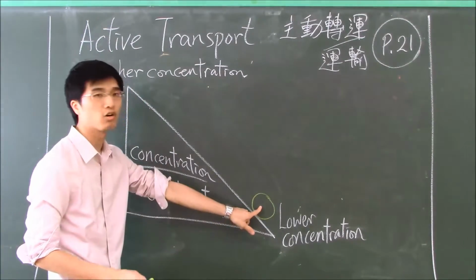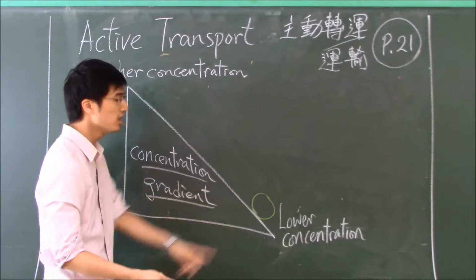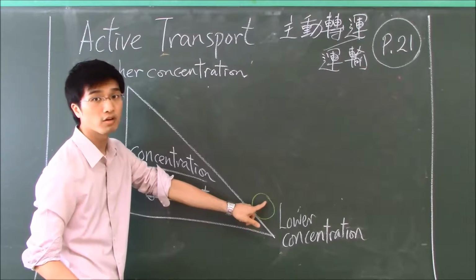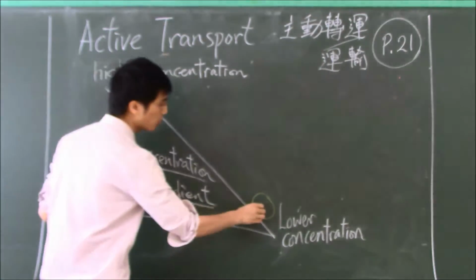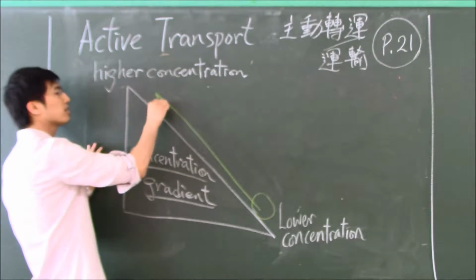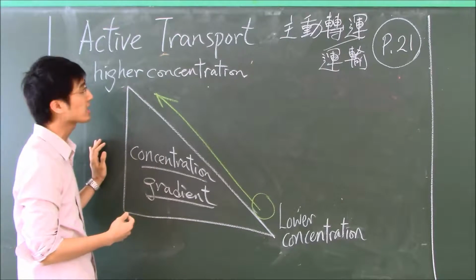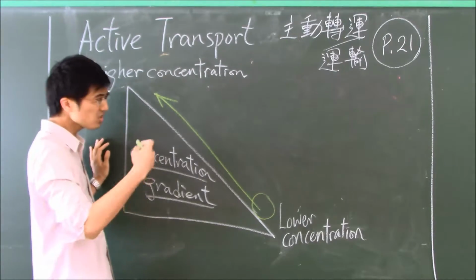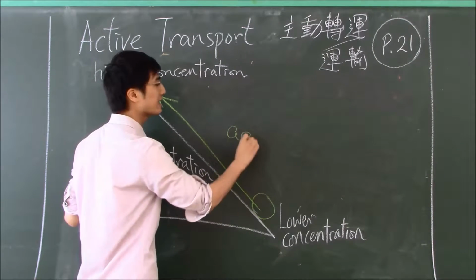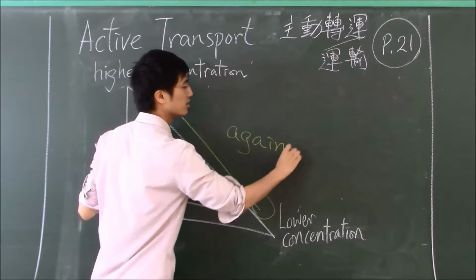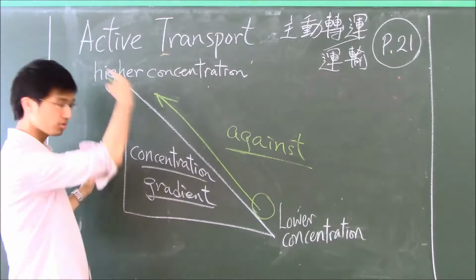For these particles, maybe glucose, maybe mineral salt, we want to move them from the lower concentration region to the region of higher concentration. So you need to draw an arrow up the hill. You need to understand that. How can we describe this concept? It's against the concentration gradient, up the hill.